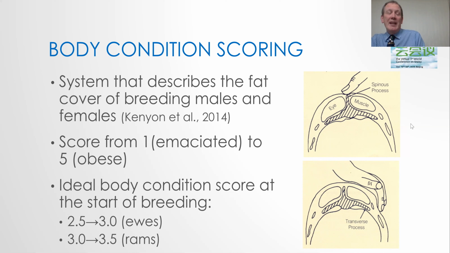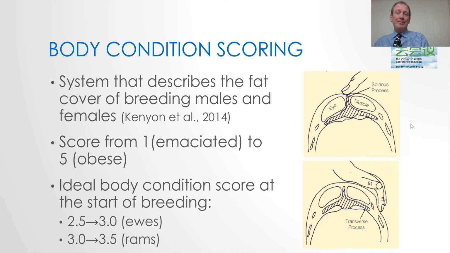And there's a nice article by Kenyon and colleagues that shows some very nice color diagrams to help further emphasize this point. Typically, what we would do for our breeding stock is palpate them over the backbone, trying to feel that spinous process on the top, and then coming over to the side and looking at the transverse process. The body condition score system that we use for sheep goes from a scale of 1, which would be a very thin and emaciated ewe, to a scale of 5, which is a ewe which is very obese.